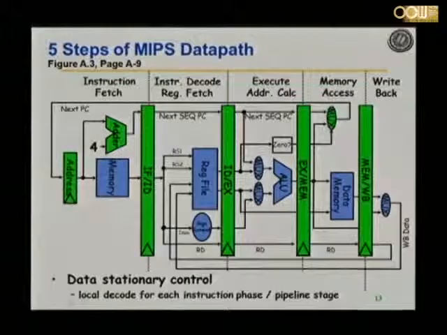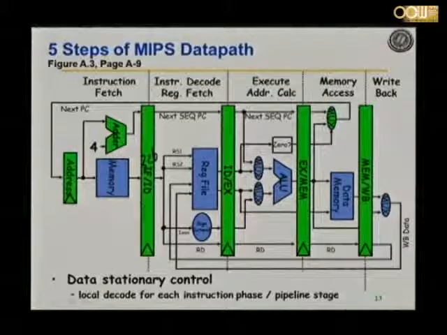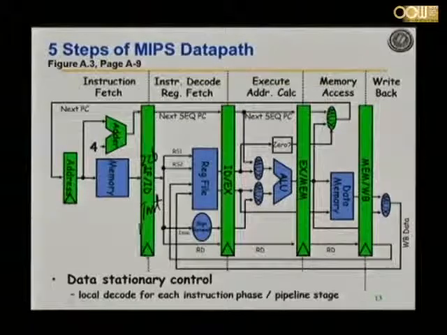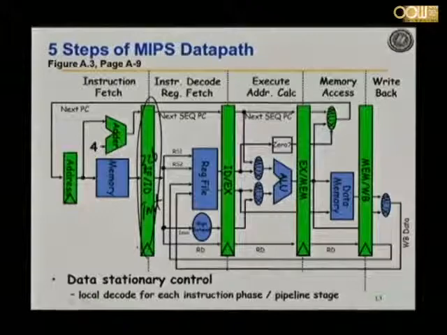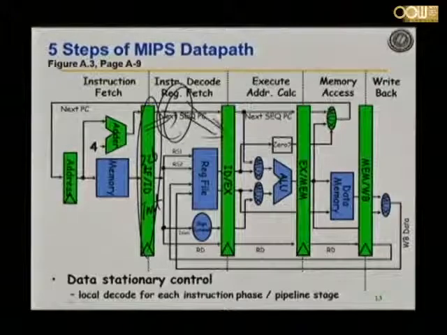Okay, so data stationary control. Anyway, here we latch in the 32-bit instruction. So this pipeline latch capacity may be only 32 bits if there is nothing else to be stored. And here we did do some decoding. The OP code is sent into here and generated some control signals to be stored in here.